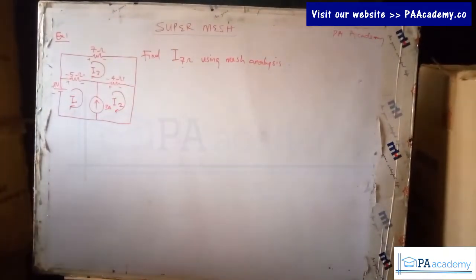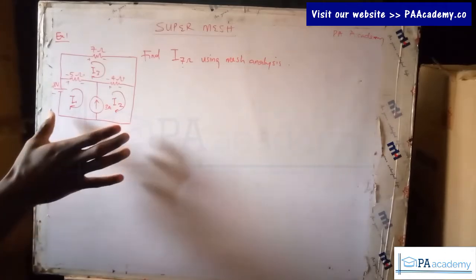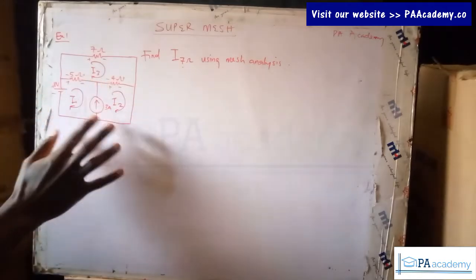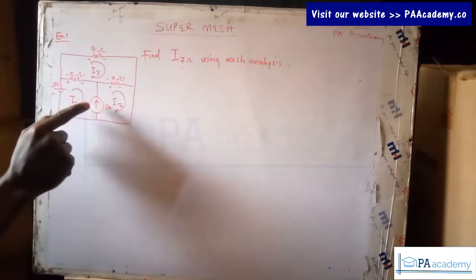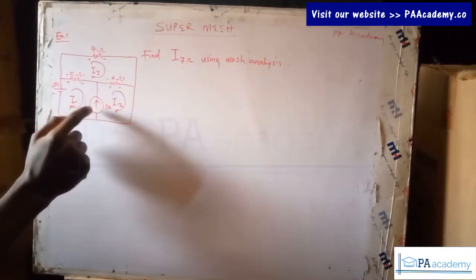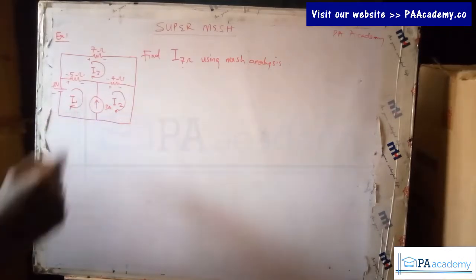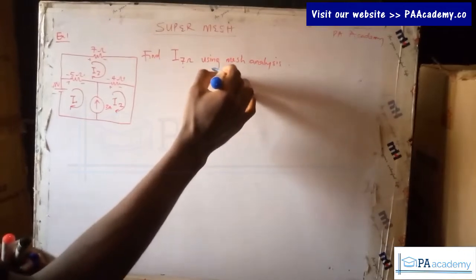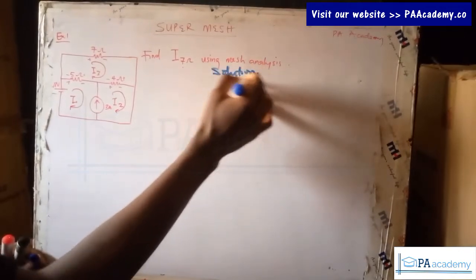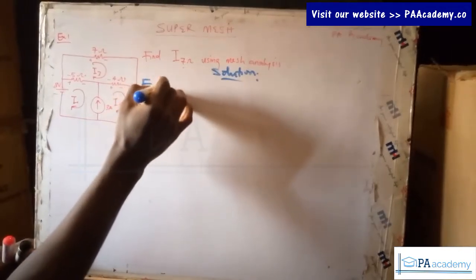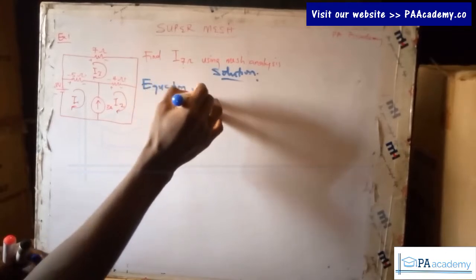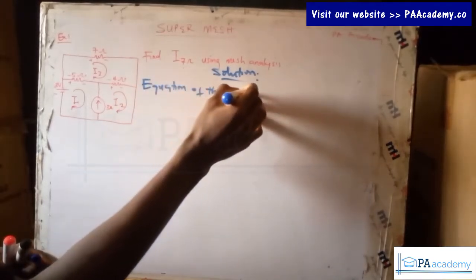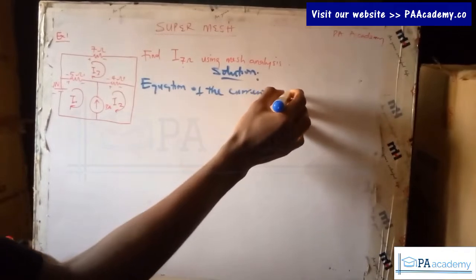The next thing we have to do, since we've identified that there is a super mesh, because there is a current source between these 2 meshes, a 3 amp current source, is to write the equation of the current source.